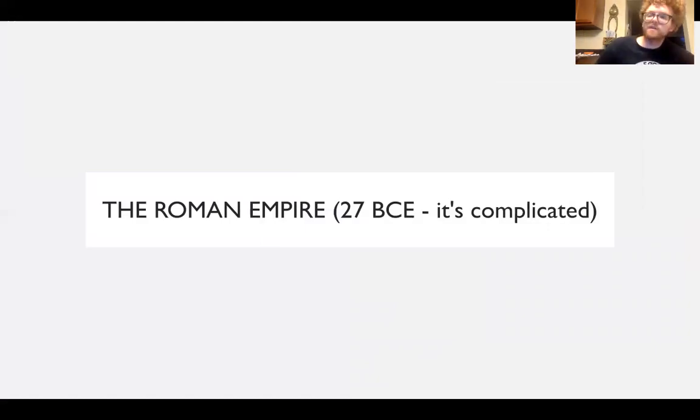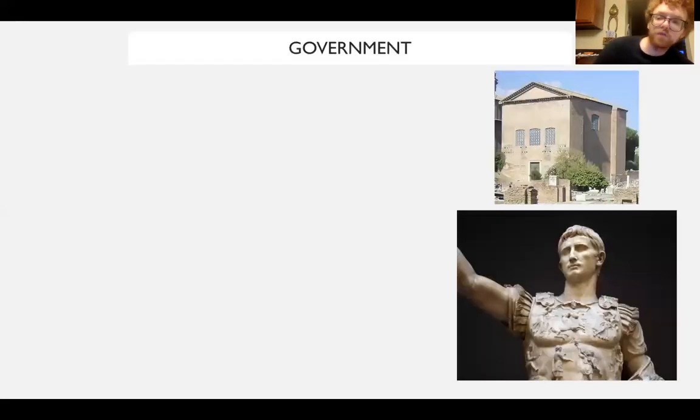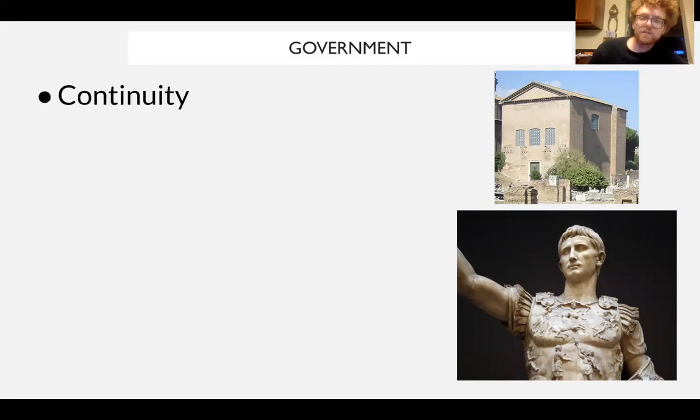And as you can see on those dates right there, it's going to get a little complicated, especially by the end. But the Roman Empire, we know, and most historians agree, is going to start after Augustus takes power. So let's look at the government of ancient Rome's empire. And we're going to look at how things are staying the same and how things are changing. So let's first look at how things are staying the same.